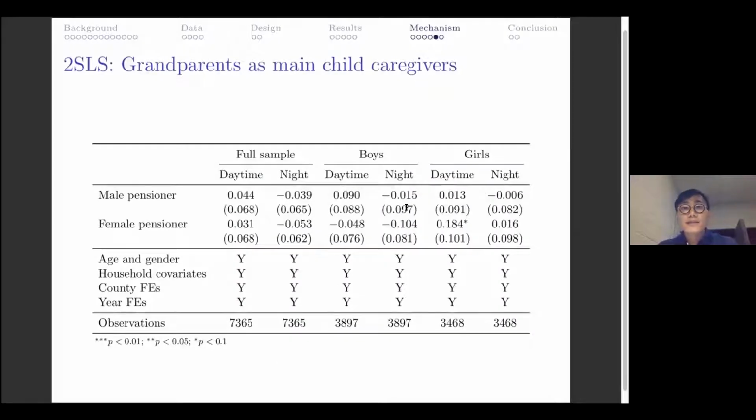So we further look at who are the main child caregivers. Since CFPS surveyed all the household adults on who is the main child caregiver for each child during daytime and nighttime, we see that whether in the full sample or subsamples, there's no significant change due to this NRPS.